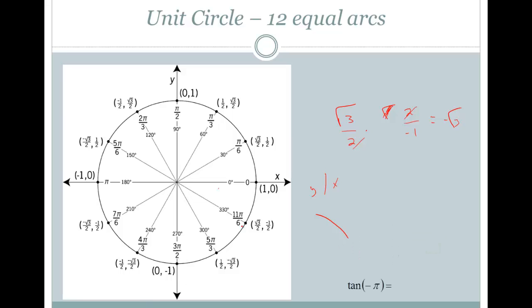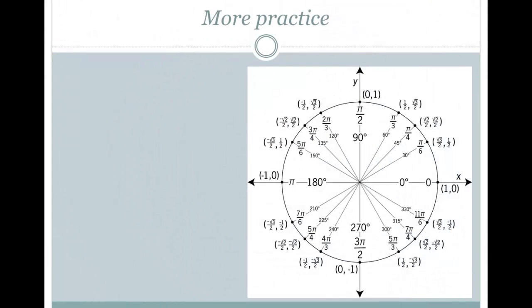Do another one. Tangent of negative pi, again, it's y over x. But now I have to go clockwise. That's going to bring me right to there. I have y is 0 over negative 1, and I should get 0. Okay? Let's do some more practice. You guys need to get the hang of this.